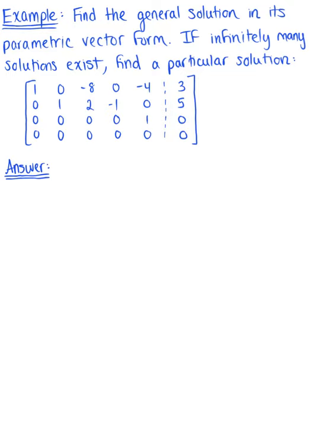Find the general solution in parametric vector form. If infinitely many solutions exist, find a particular solution. So we have this beautiful augmented matrix, and looking at it, we are delighted and excited because we realize this is almost in row-reduced echelon form.